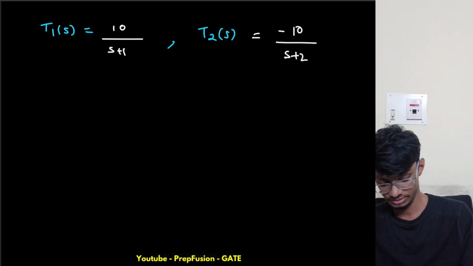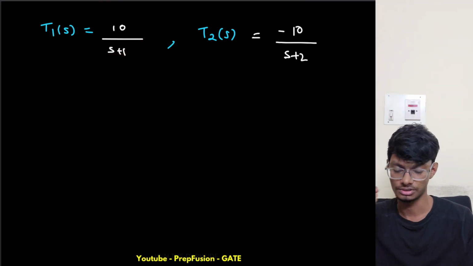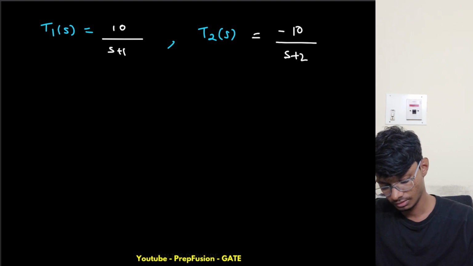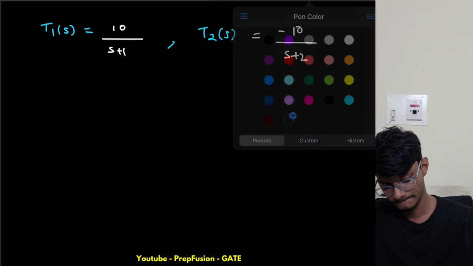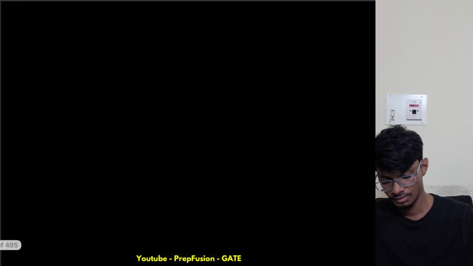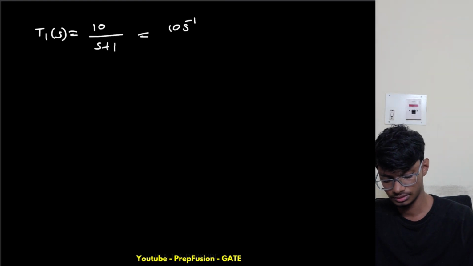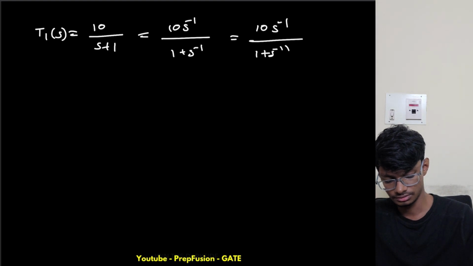So let us solve for T1 of s. I will solve each block, each transfer function, using the CCF, the controllable canonical form. Let me solve for the first transfer function. Here T1 of s equals 10 by s plus 1. If I take the highest power common, I get s inverse by 1 plus s inverse. Now multiply that in the state diagram.